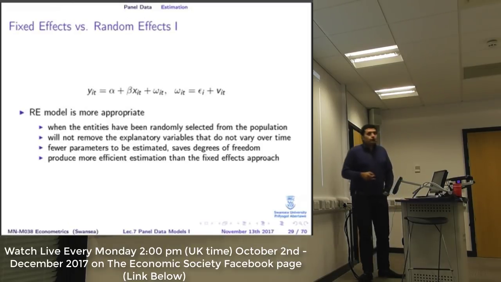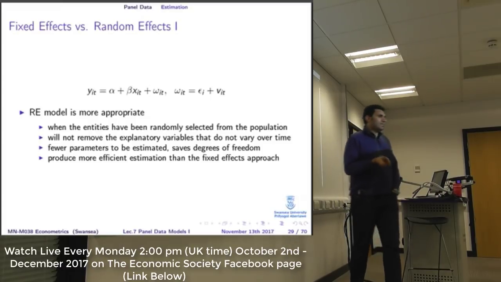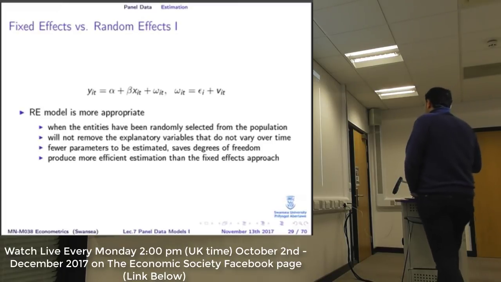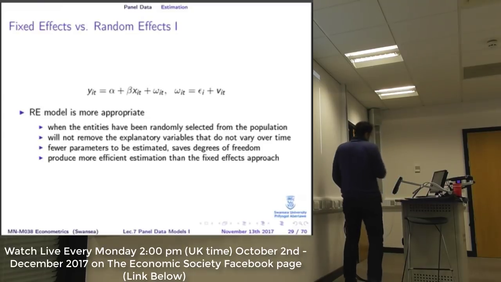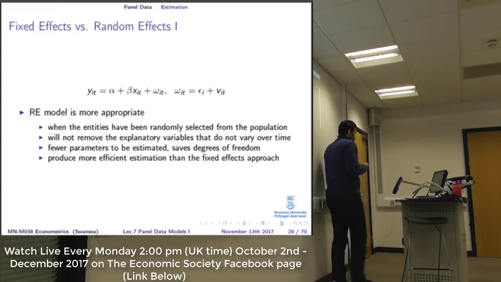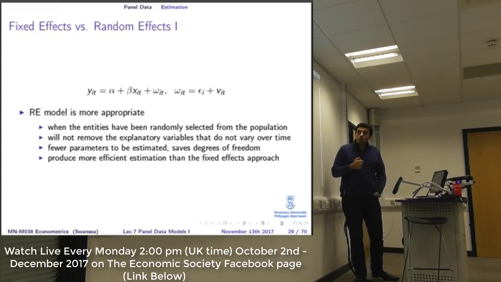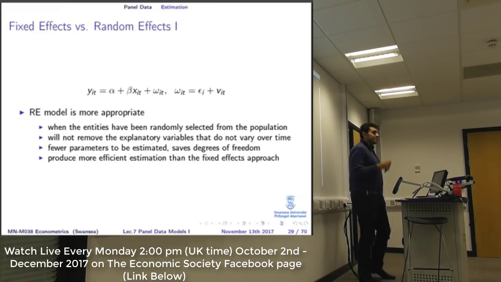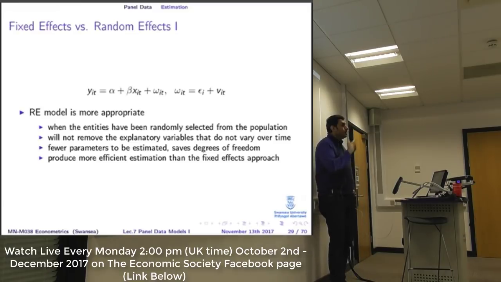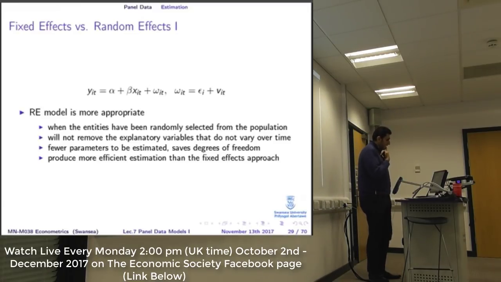Okay, so which one to use then? We looked at the fixed effect model, how to estimate it, what it means, and so on. And we looked also at the random effect model. So which one should we rely on? What you see here is the random effect model. The random effect model is more appropriate if you believe that the entities or the subjects have been randomly selected from the population. That means this epsilon i will be random, and that's when the RE or random effect model will be more appropriate.